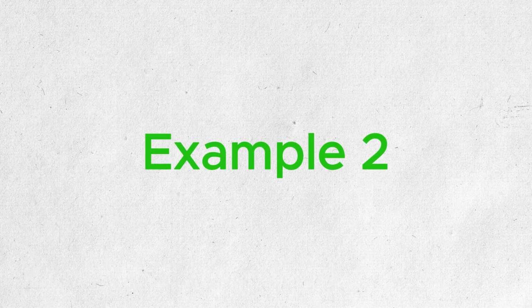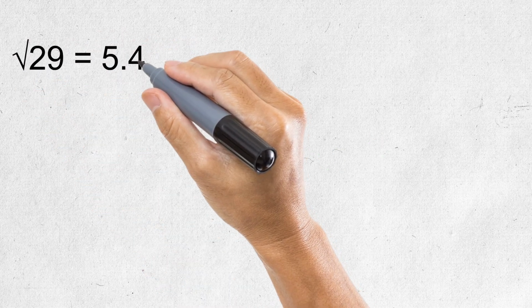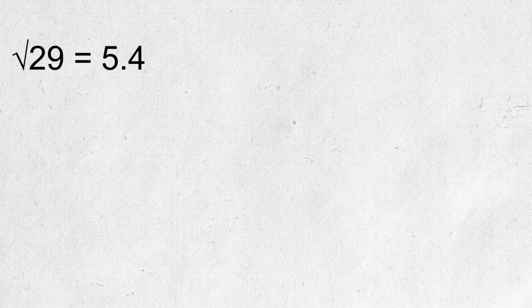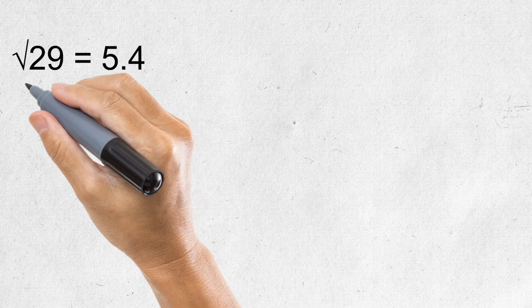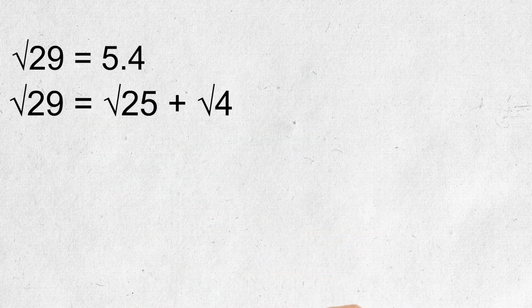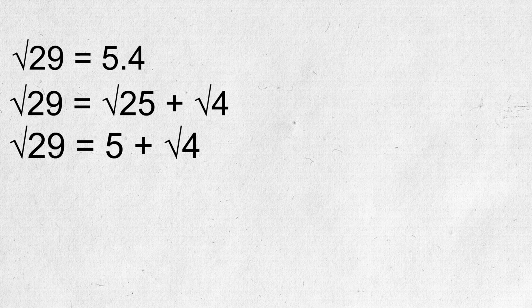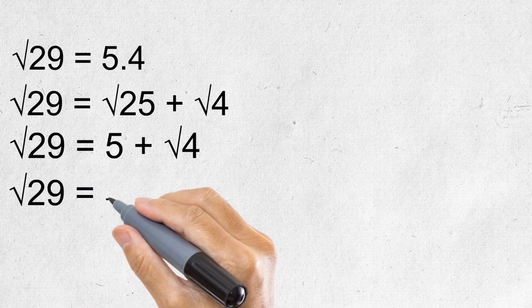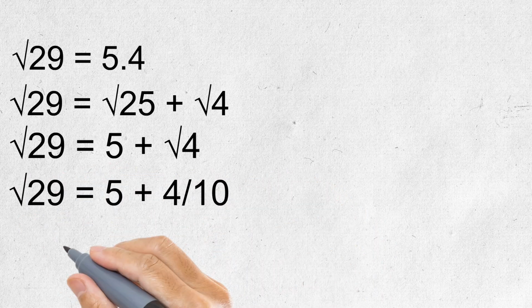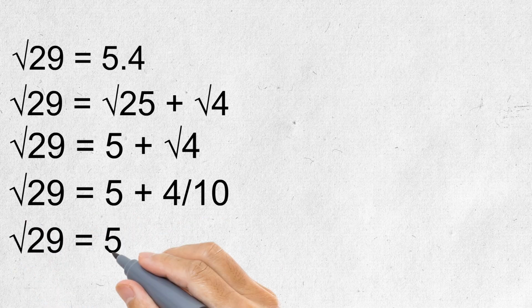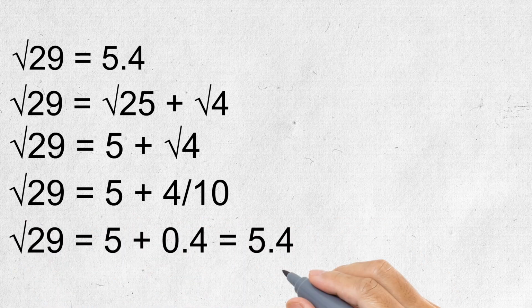Example 2. What will be the square root of a non-perfect square like 29? It will be 5.4. How did we get this answer? First, we will partition or separate root of 29 into 25 plus 4. As we know, root of 25 is 5 and leave 4 as it is. Now write denominator of 4 as double of the previous number from 5 to 10. 4 divided by 10 becomes 0.4. Adding 5 and 0.4, we will get square root of 29 as 5.4.